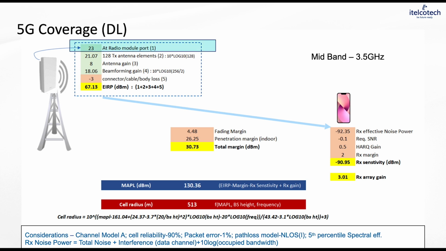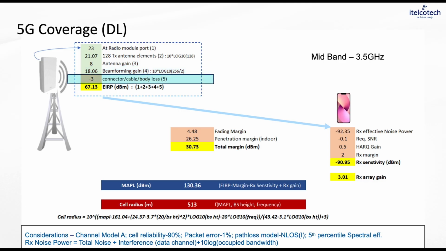Now, in case of midband, which we are considering here as an example, we would have different antennas and antenna elements which are used for massive MIMO. Here we are considering a massive MIMO with 128 antenna elements. We use the formula 10 log 128, which gives 21 dBi additional gain. We'll have some antenna gain on top of it. We are also using beamforming, with the same logarithmic formula, giving us 18 dBi additional beamforming gain.